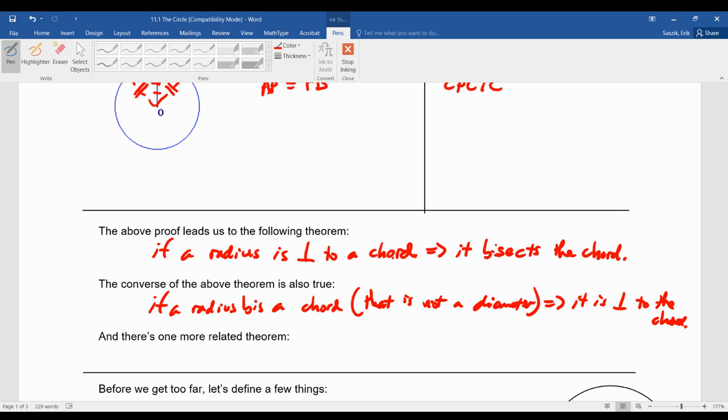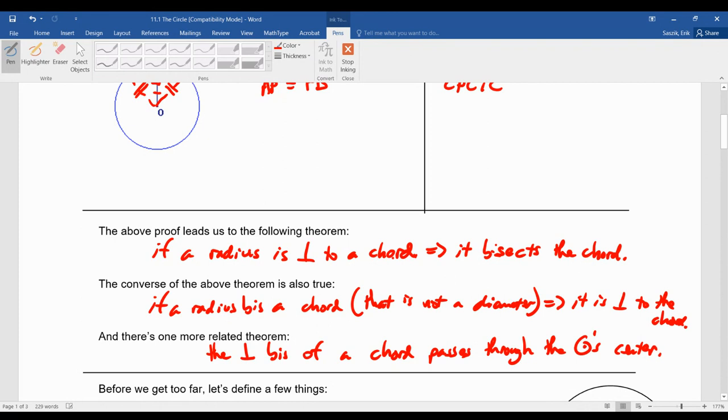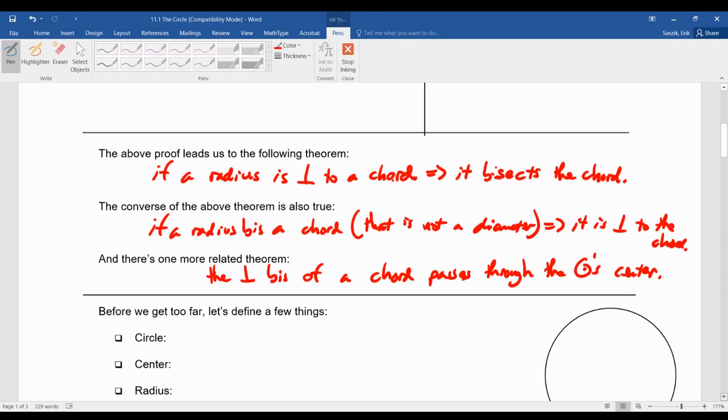Now, there's one more theorem. Doesn't come up as often. The perpendicular bisector of a chord passes through the circle's center. All right, so it's 3 new theorems, and we're not going to do a lot in proofs with them, but we're certainly going to be applying them with problems regularly. We'll get to those problems in a little bit.